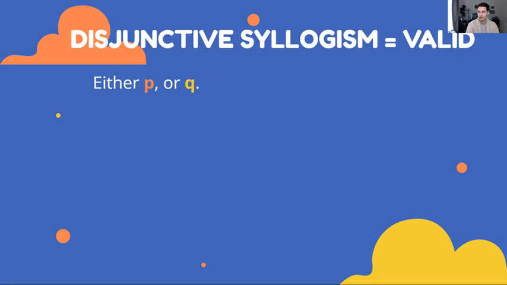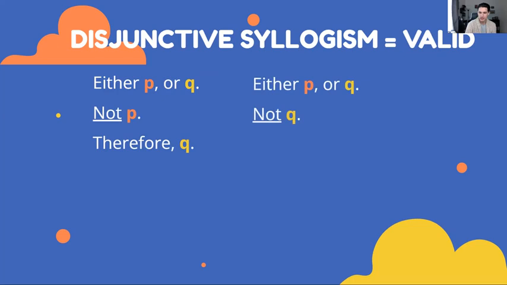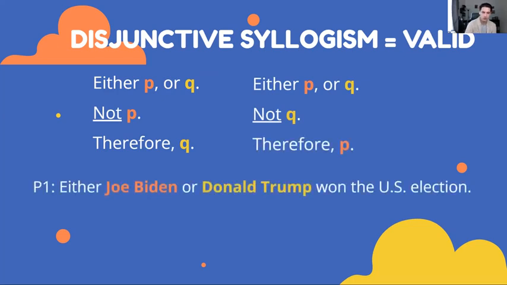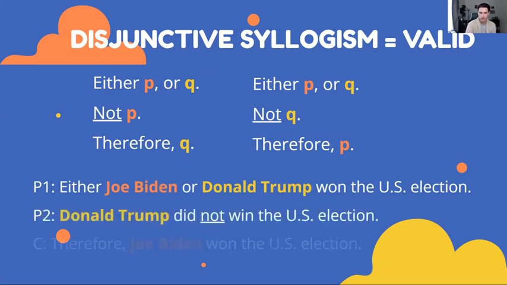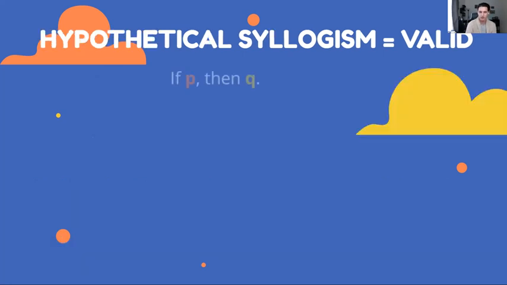This is called a disjunctive syllogism. We call it that because it's got a disjunction in there, which is an either or statement. It's also always valid. So it's something like either P or Q, or either A or B, and then you dismiss one of the options, and so you're left with the other option. So either P or Q, not P, therefore Q. It could also be this. So it could be not Q, therefore P. So simple example, either Joe Biden or Donald Trump won the US election. Donald Trump did not win the US election, therefore Joe Biden won the election. This is always valid reasoning.